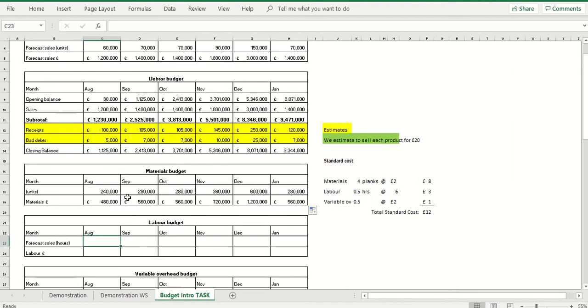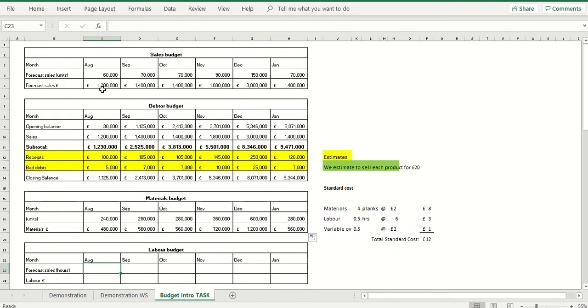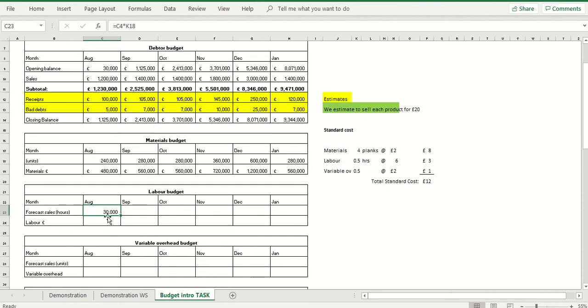In terms of our labor budget, what we're trying to work out is how many hours are we actually going to need to spend on this product. So we can see that our labor takes us half an hour to make each product, and we need to make 60,000 products. So the total number of hours we're going to spend here is 60,000 products times half an hour. That's how much time we're going to spend. So in total, we're going to need to spend 30,000 hours making this product.